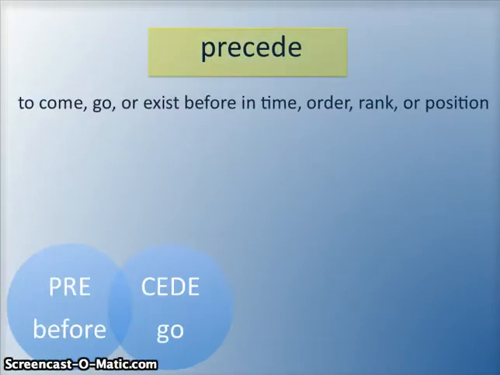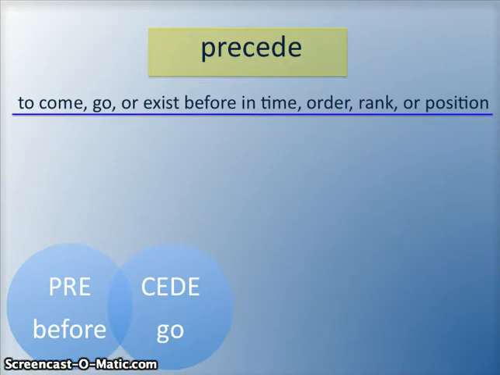Our next word is precede. Again, it's very much like antecede, so keep that in mind. To come, go, or exist before in time, order, rank, or position. Oh look, that's the exact same definition. The singing of the national anthem always precedes the start of the sports event. Very nice. And again, here pre means before, so go before. That makes sense. Just like ante means before, so also go before.